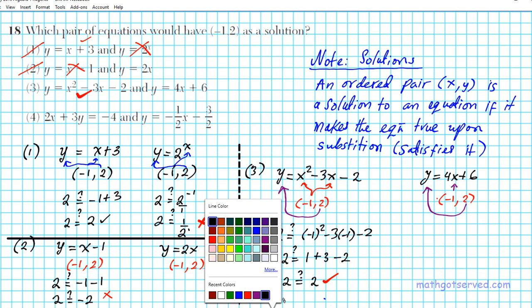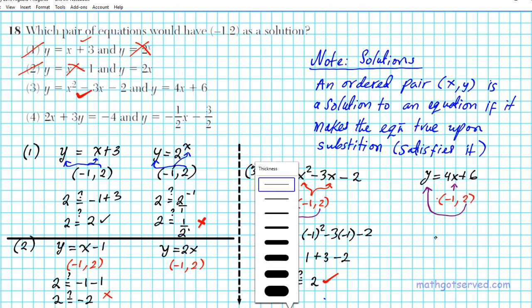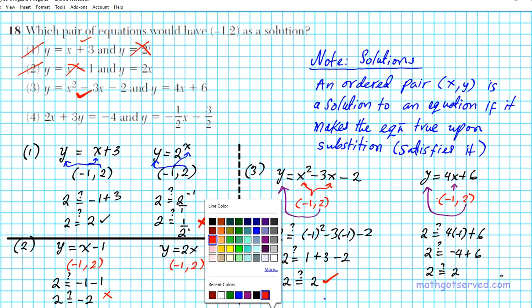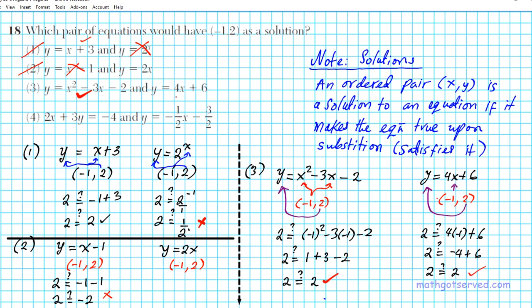If we carry out the substitution, is 2 equal to 4 times negative 1 plus 6? Using the order of operations, you multiply before you add or subtract: negative 4 plus 6 is 2. Is 2 equal to 2? Absolutely. Ladies and gentlemen, we have a winner. Number 3 is good because negative 1, 2 satisfies both equations, or makes both equations true upon substitution. Negative 1, 2 is a solution to both equations, so the answer is option number 3.